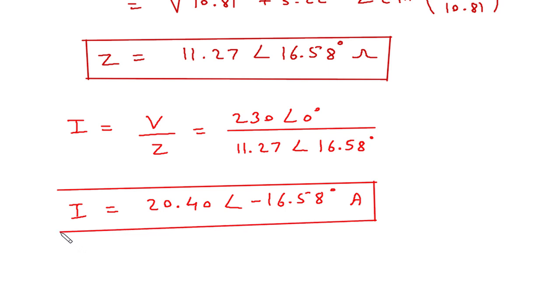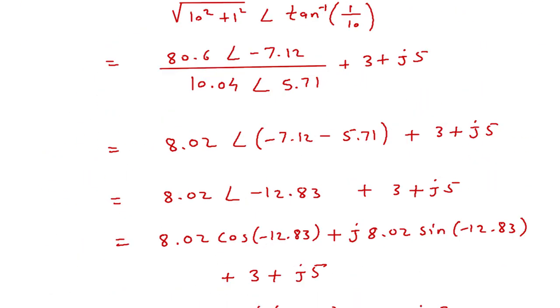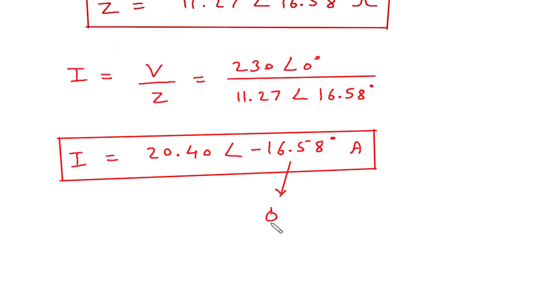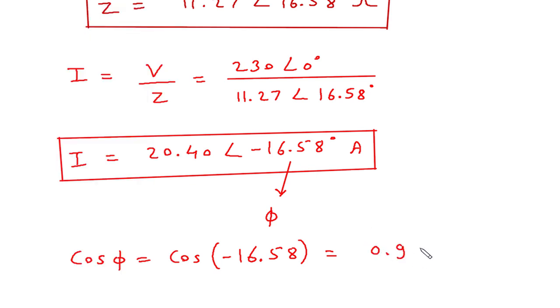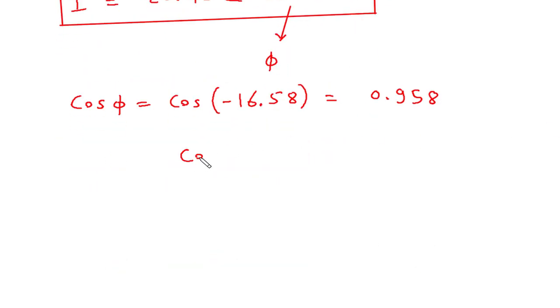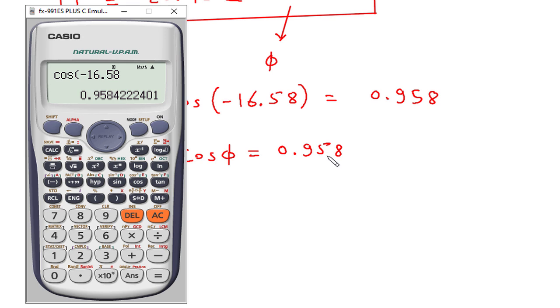Now we have the value of current I. Next we have to find the value of power factor. Here we can see this is the value of angle phi. Phi is the difference between voltage V and current I, so it is minus 16.58. So cos phi is equal to cos of minus 16.58, which is 0.958. This is the value of power factor cos phi, 0.958, and power factor has no unit.